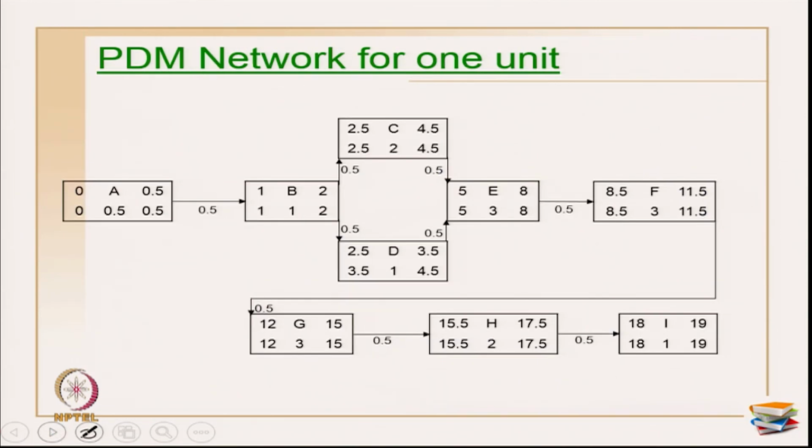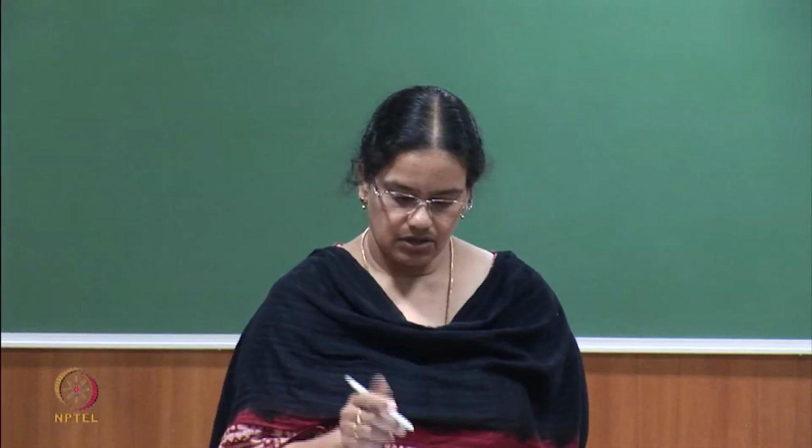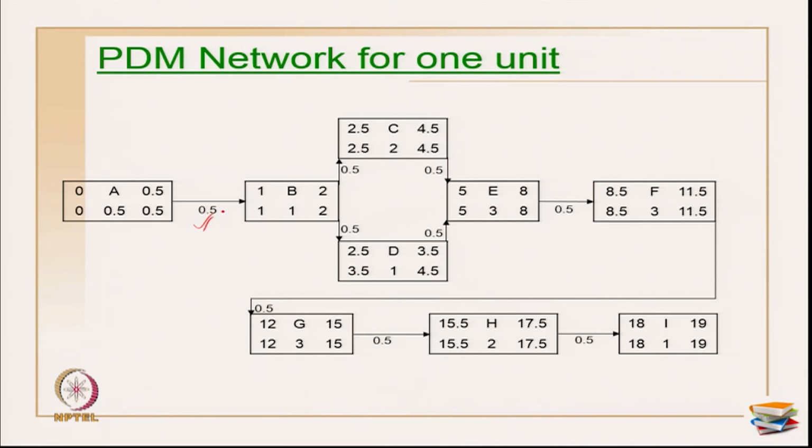Okay. Now, the first step is to do a PDM network for one unit. Why can't we do a CPM network? Because we have to show the buffers. The buffers are generally like a lag. If you want to show it on CPM, you may have to unnecessarily add an activity just to showcase the buffer. So, we are avoiding that, and it's better to go with a PDM network for one unit.